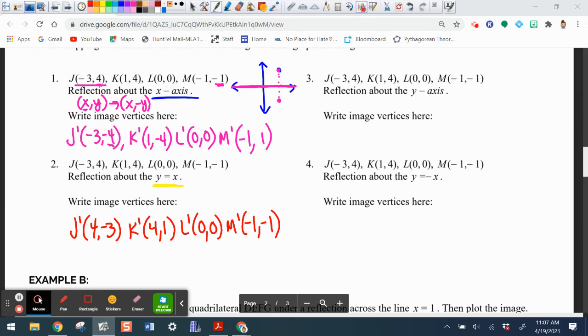Now let's look at item 3. They want us to now reflect the same coordinates over the y-axis.